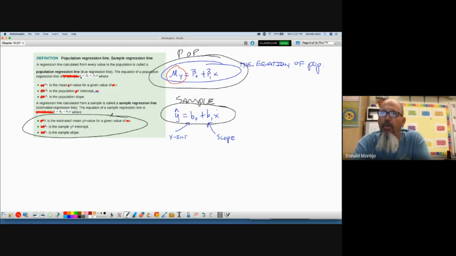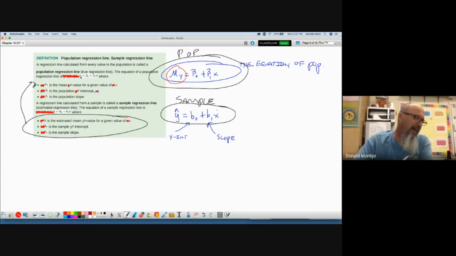It's the sample. What we're going to be trying to do now is use this sample to answer a question about the entire population. That's what inference is, taking a small sample to answer a question about the entire population. So that's going to be our goal as we're moving forward here.